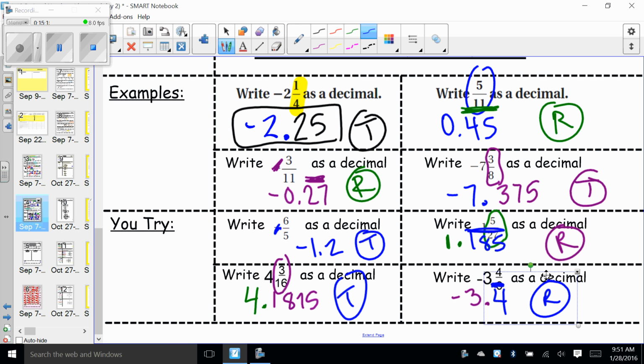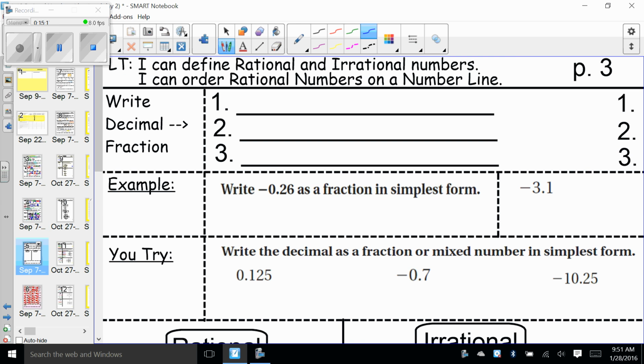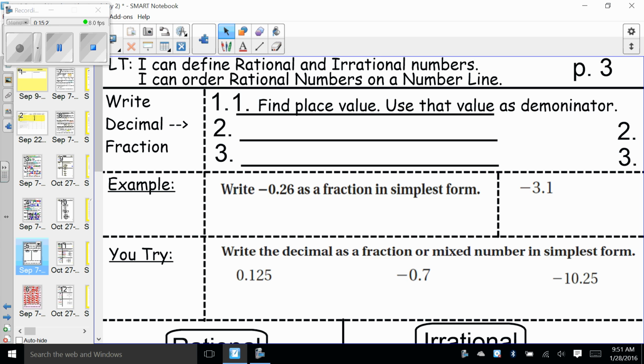All right, guys, so our last topic then is going to be how do we write decimals as fractions? And then we'll make sure that we can sort out rational and irrational numbers. So how do we write decimals as fractions? You should be on page 3. First, you have to find the place value, thinking of it in terms of money.